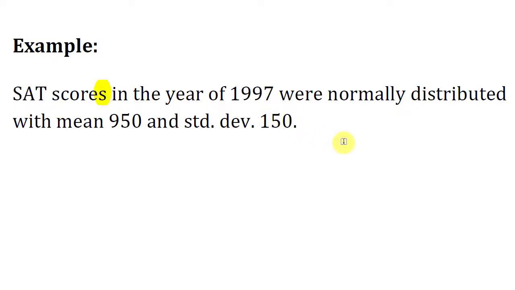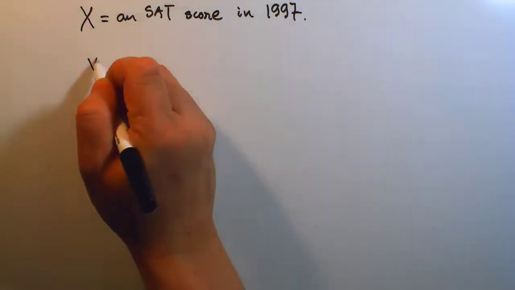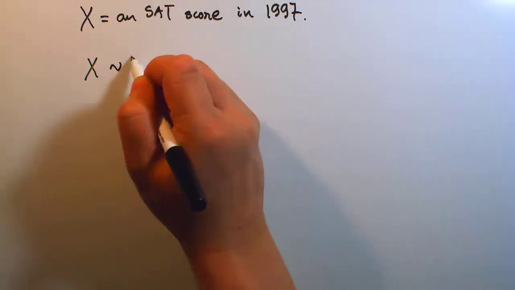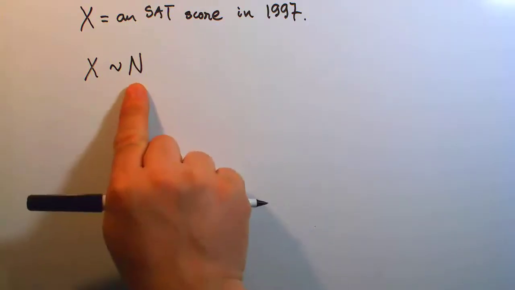Continuing to read the description of the problem, it was indicated that SAT scores in that year, 1997, this phrase here is saying the scores were normally distributed. So now indicating that our population data is normally distributed, is being distributed by a normal distribution.